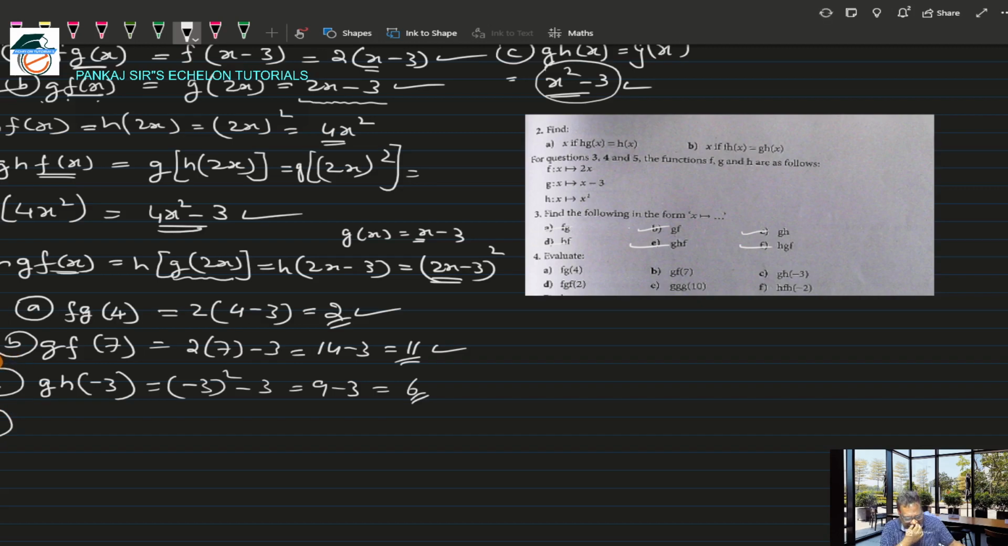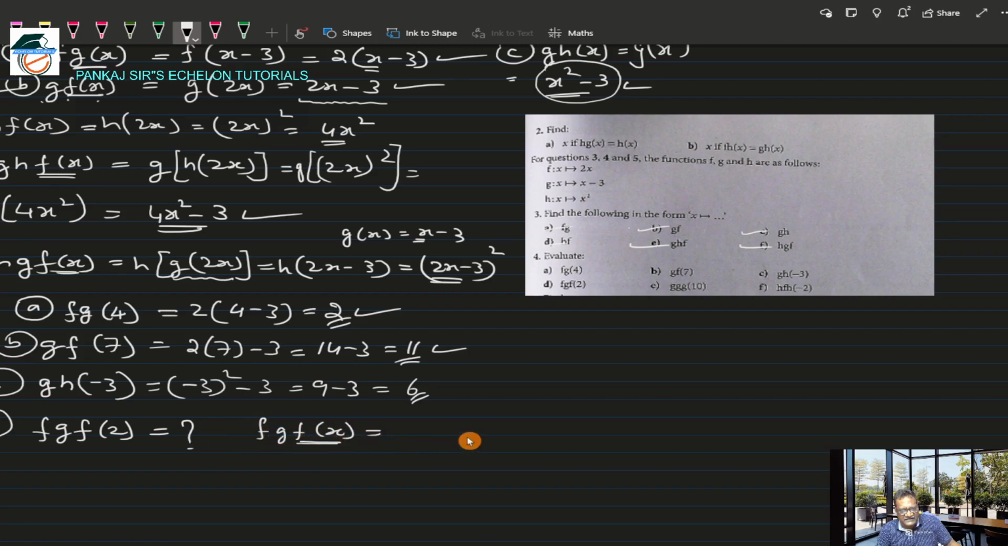D is, he has asked you to find out D. Let us see what is D. It is FGF of 2. Now, have you found out FGF? No. FGF we haven't found out. So what we'll do, we'll find this out. For this, we'll first find out FGF of x.